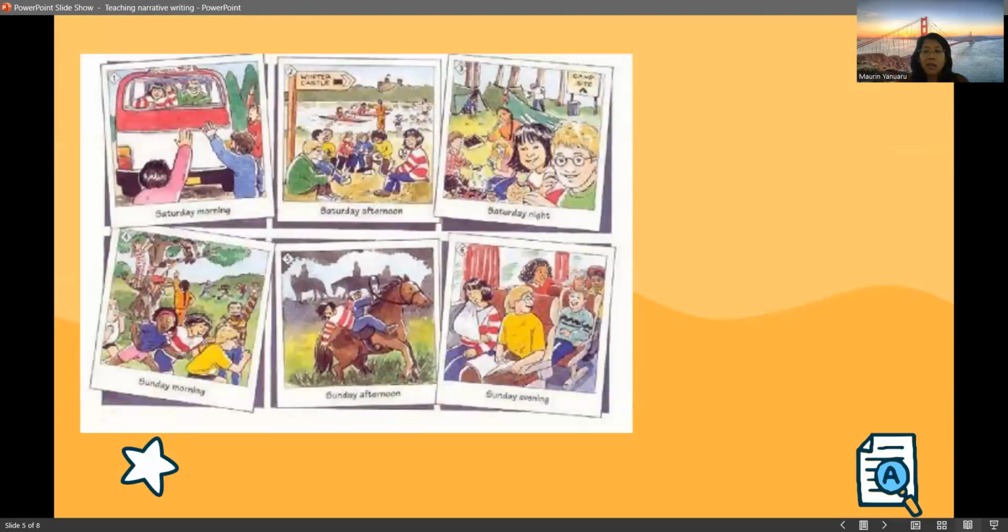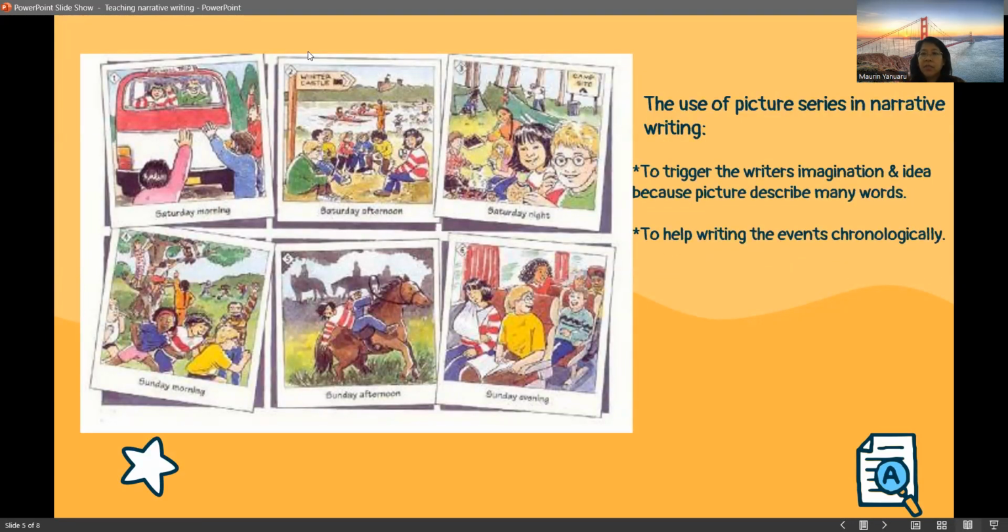Next, picture series. Here, I'd like to talk about picture series. What is the function of picture series in writing? First is to trigger the writer's imagination, because a picture describes many words. Next, to help write the events chronologically. So this picture series is very useful for writers to gain ideas and to express the ideas on the content.